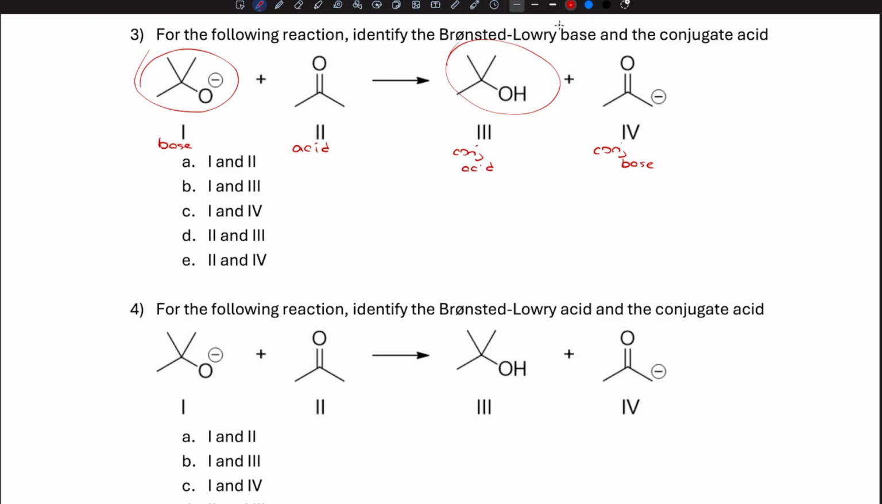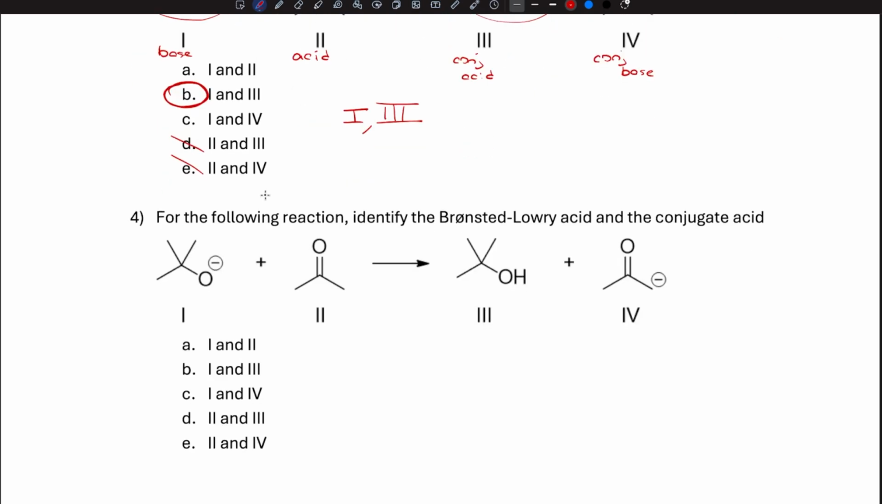And so in this question, we're asked about the base and the conjugate acid. Well, that means that we have structure 1, so we can eliminate D and E. We have 1, and our conjugate acid should be structure 3. And so the answer choice should be B.